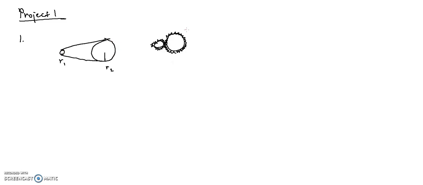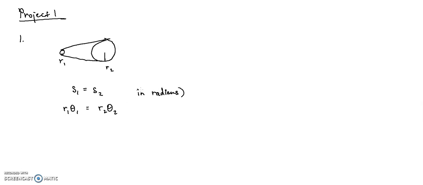And the same thing on my teeth drawing over here. If it moves through 3 inches of teeth here, it's going to move through 3 inches of teeth here. So the key to these is that the arc length is going to be the same. Here we've got S1 equals S2, for wheel 1 and wheel 2. So that means R1 theta 1 is equal to R2 theta 2, because remember, arc length S is equal to R theta, and theta has to be in radians. So if you have two connected wheels, that's the key: the arc length is going to be the same.